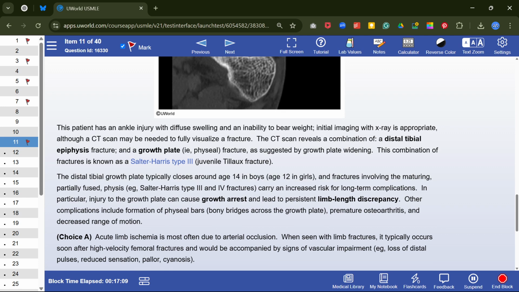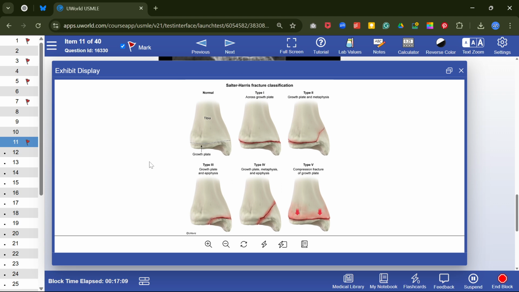So epiphyseal fracture and physeal fracture are suggested by growth plate widening. This combination of features is known as a Salter-Harris type fracture. Look at the classification of the Salter-Harris type.